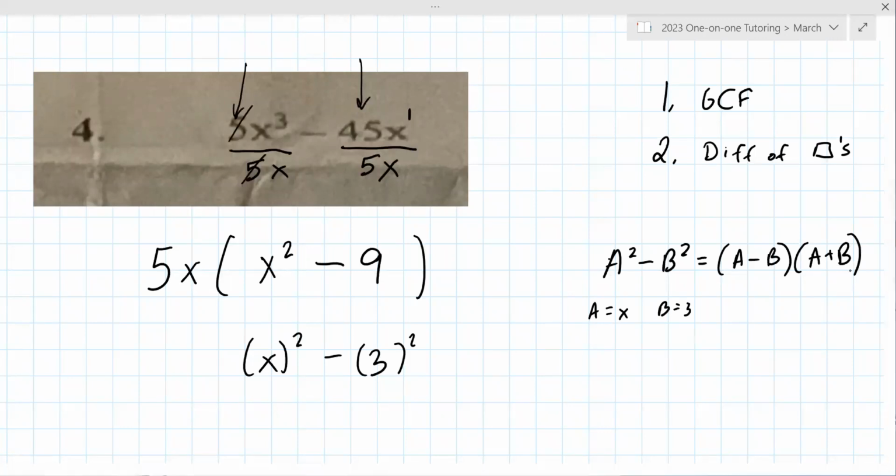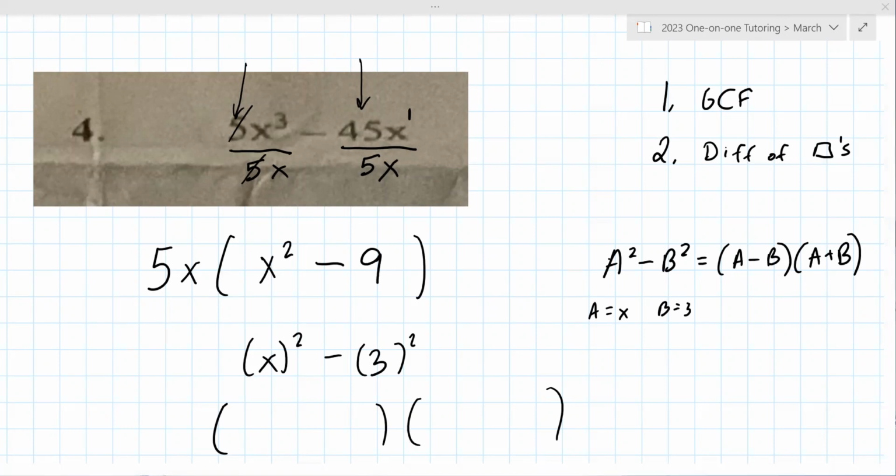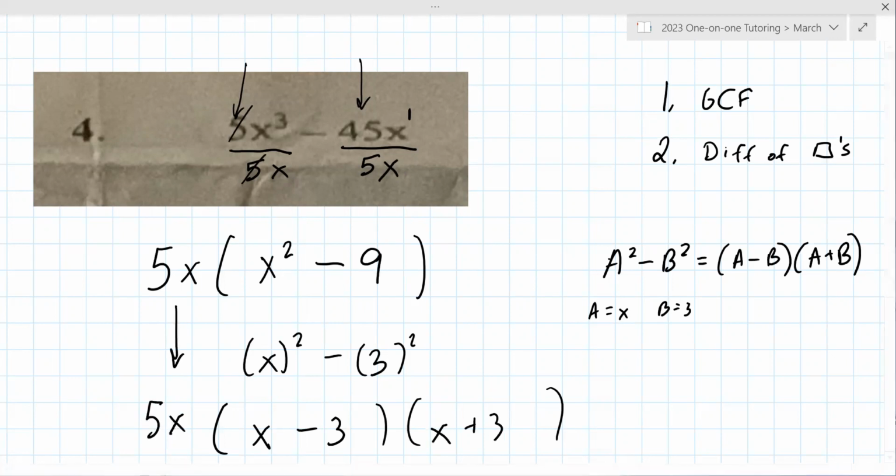Is that okay? Yeah. So what does this factor into? What does x squared minus 9 become? And you've got to use this difference of squares on the right. What does it become? x minus 3, x plus 3. Yeah, very good. And then just bring down that GCF as well. That's the final little piece to that.